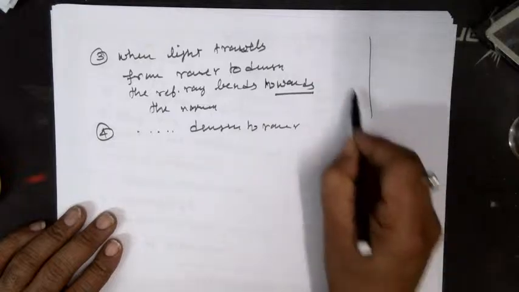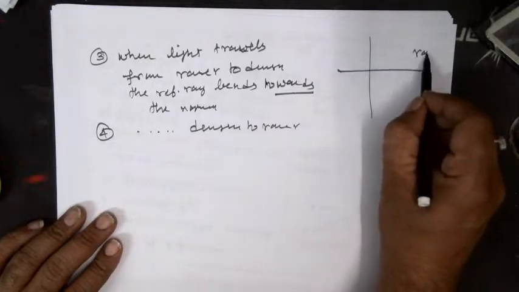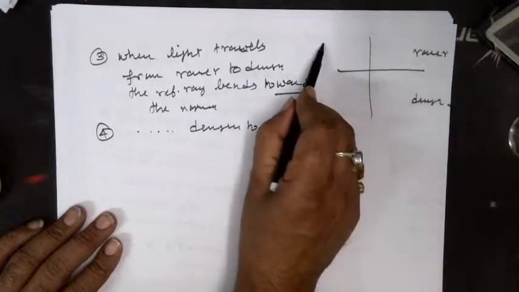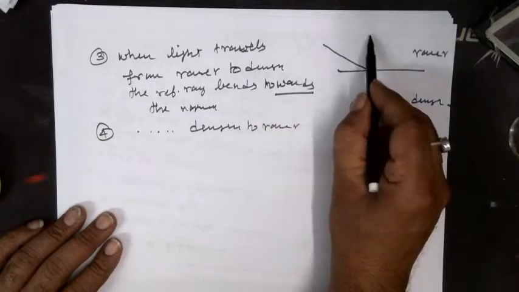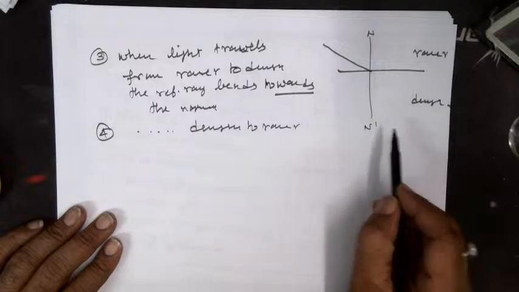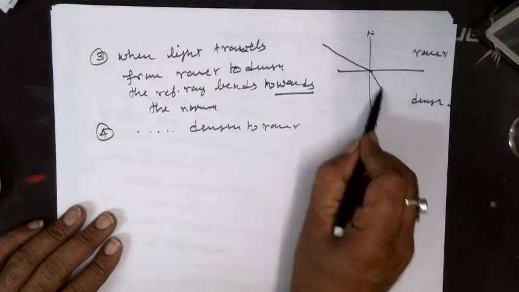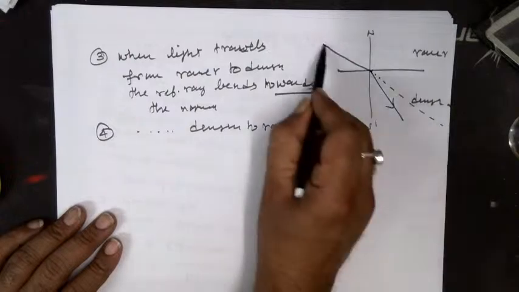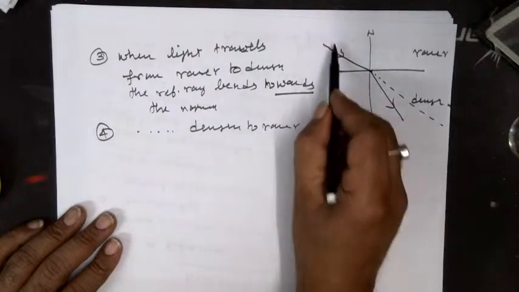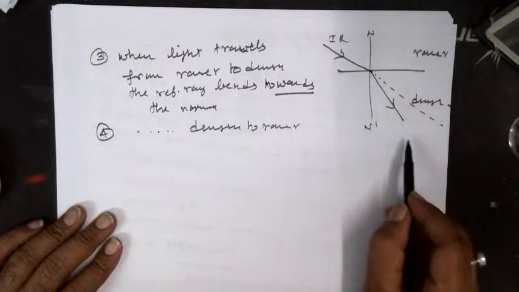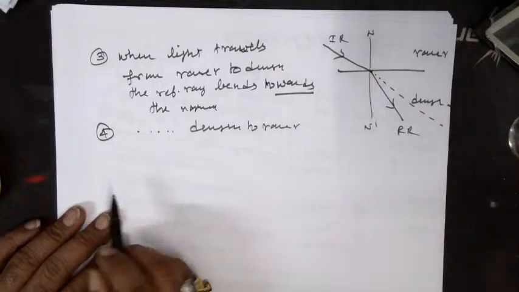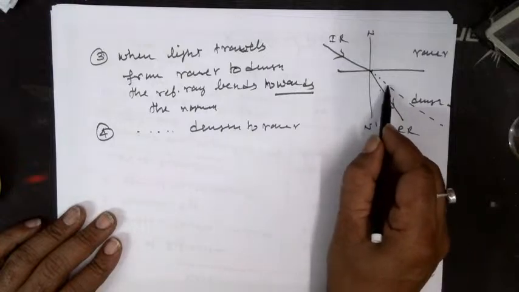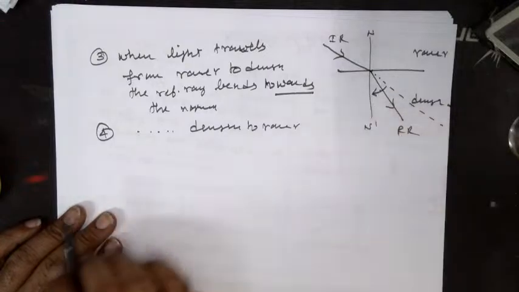Example, we can draw like this. This is rarer, this is denser. So the light travels here and this is the normal. So it bends towards the normal. Otherwise, it should have gone straight. So this is incident ray, this is refracted ray. Do you understand? So it bends towards the normal, is it not?